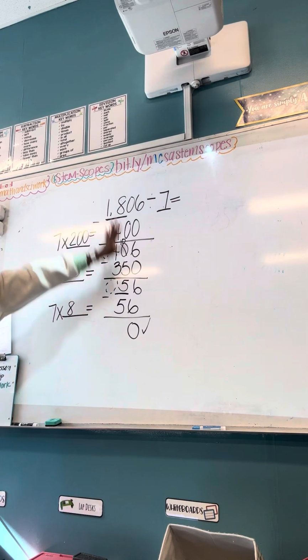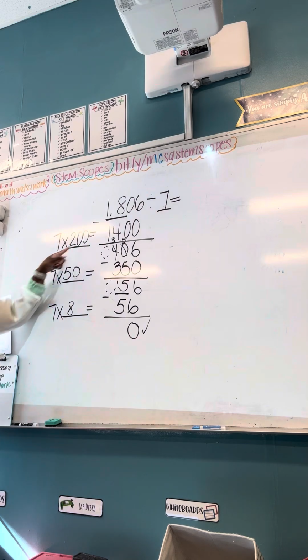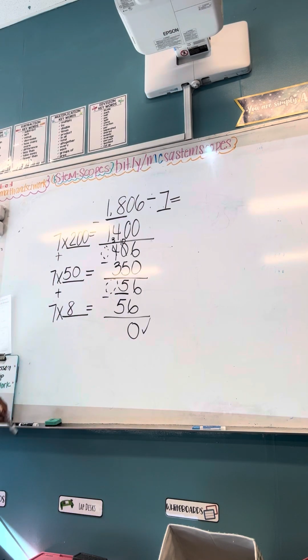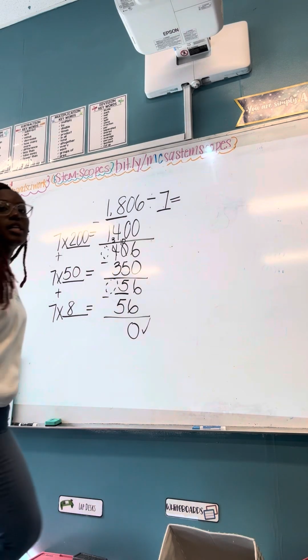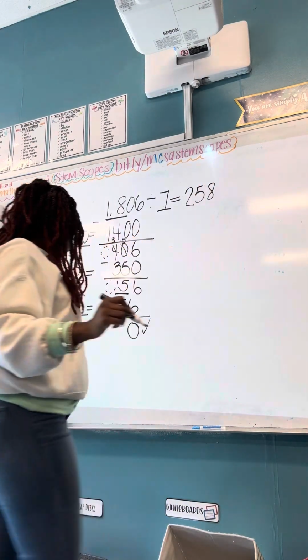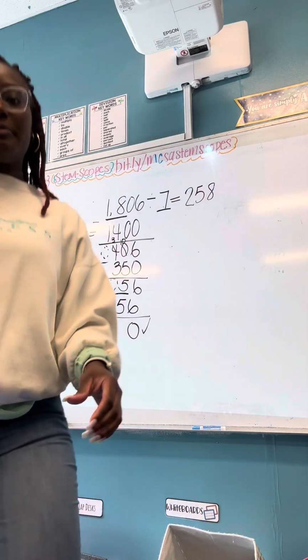What am I adding all of this together? 258. All right, give her 2 claps. 2 more. What's 200 plus 50? 250. Plus 8? 258. So what is our answer? 258. Give yourselves 2 claps. 2 more.